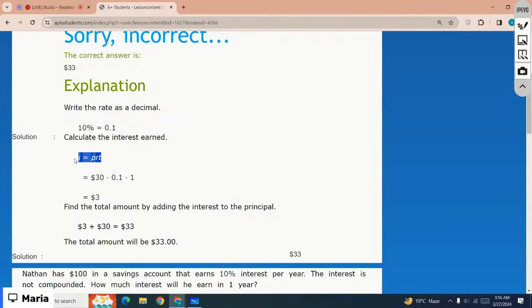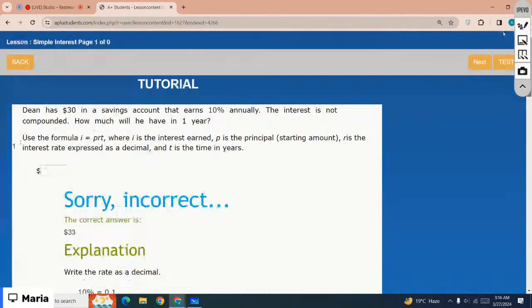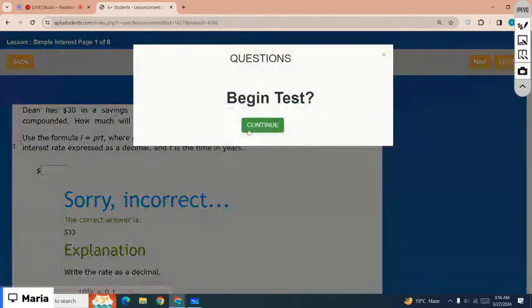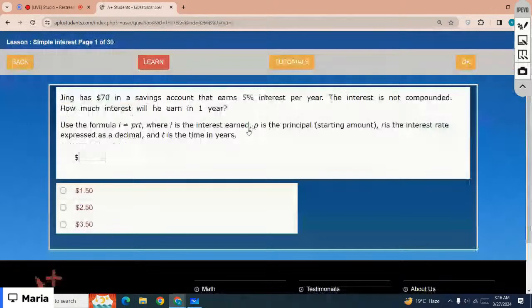Let's just start with the practice questions, right? Okay. Jing has $70 in the saving account. That is the principal amount, right? And that earns 5% interest per year. Here the interest rate is 5%, right? The interest is not compounded. How much interest will he earn in 1 year?